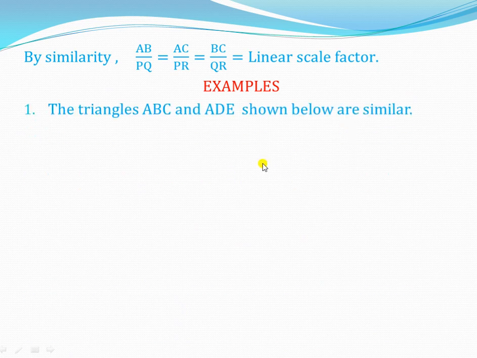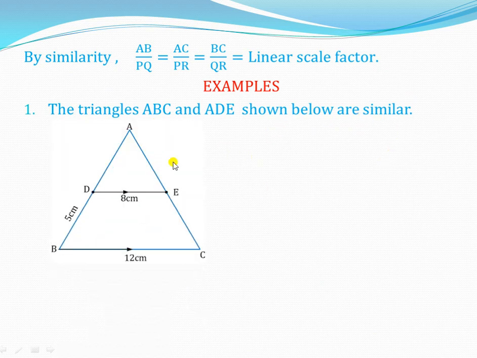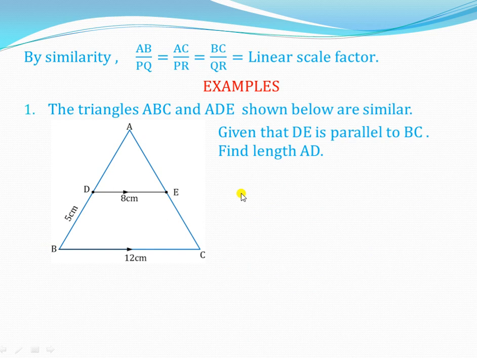Question 1 says, the triangles ABC and ADE shown below are similar. When you look at the two triangles, we have two triangles in one. ABC is the bigger triangle, and ADE is the smaller triangle. They are saying, given that DE is parallel to BC, find length AD. They want us to find this length AD.